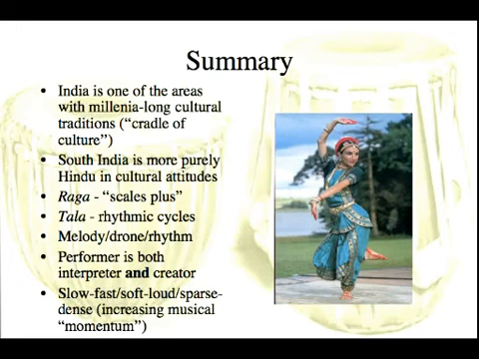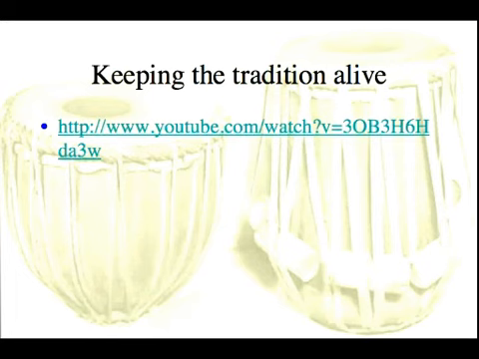We talked about the fact that the performer in traditional Indian music is both the interpreter of pre-composed music and creator of new music through improvisation. We talked about three main values in traditional Indian music: slow to fast, soft to loud, and sparse to dense, or thin to thick. Those ideas create a sense of musical momentum. They create a sense of moving the music through time. There's a cute little clip here about keeping the tradition alive. Let's check that one out.